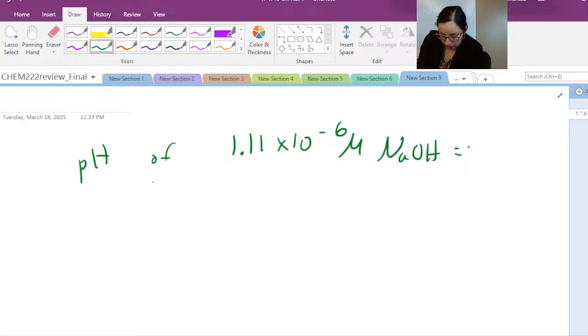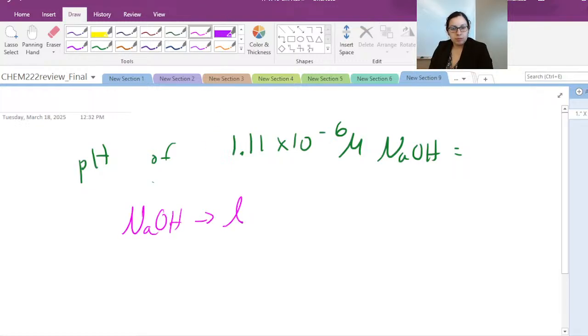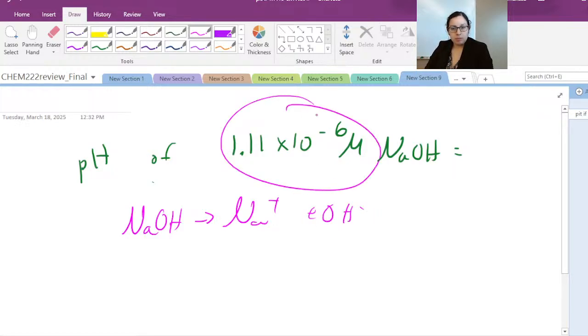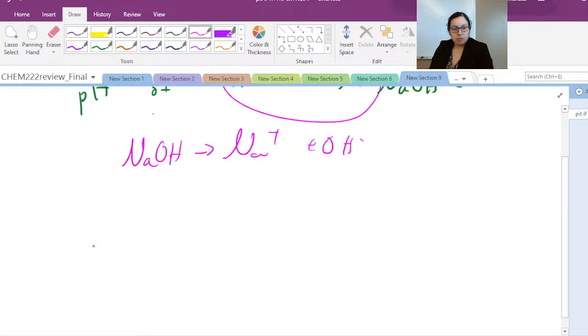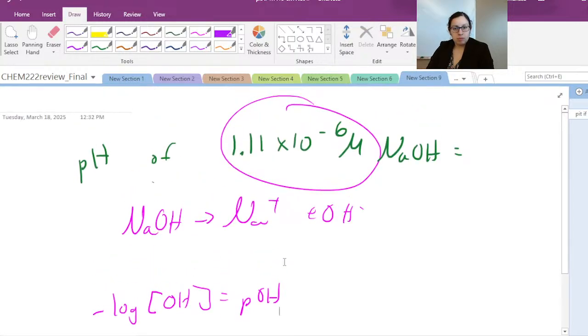So walk me through this. How do we approach it? Since NaOH is a strong base, I just took that molarity and put it into the negative log to get the pOH, and then you do 14 minus the pOH to get the pH.